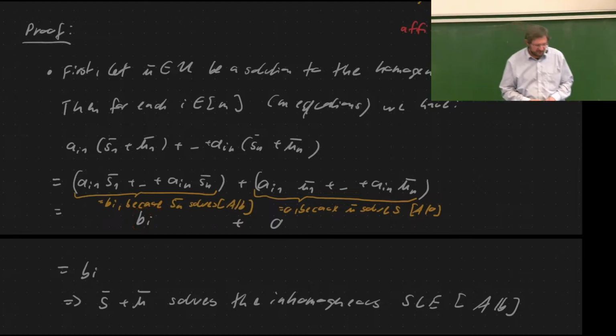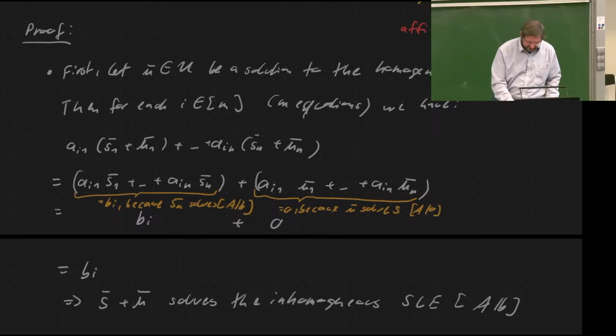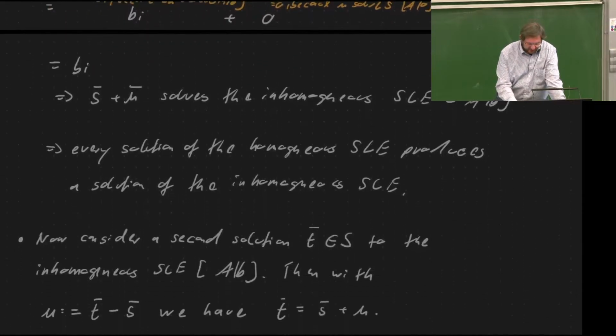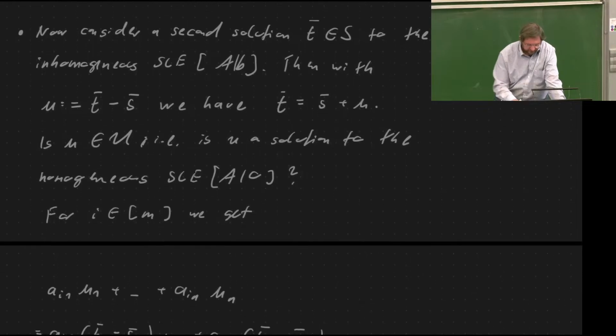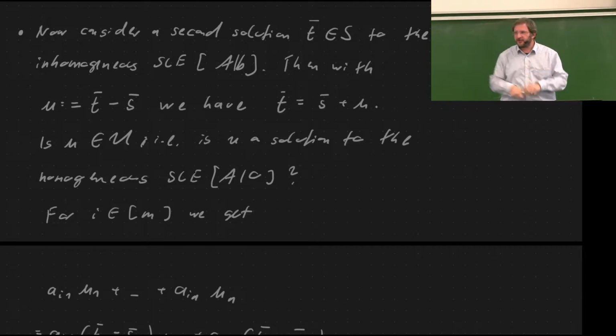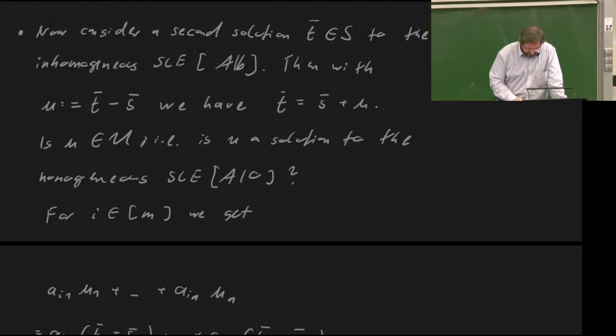And that means for any U in that space here, for any U in U that I can add to my S bar, I get a new solution. So that all solves my inhomogeneous system. And that's the first part of the proof, showing that, in fact, all vectors in that new set, S bar plus U, actually solve my inhomogeneous system. The second part is to show that this is everything. There is no other solution. And that's the second part here that we're looking at.